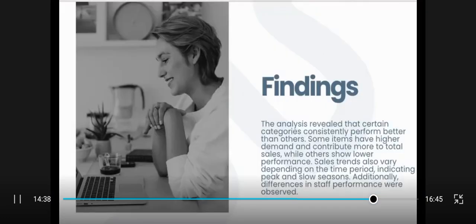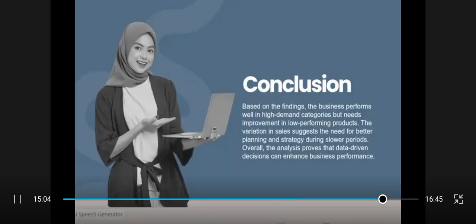Findings: the analysis revealed that certain categories consistently perform better than others. Some items have higher demand and contribute more to total sales, while others show lower performance. Sales trends also vary depending on the time period, indicating peak and slow seasons. Additionally, differences in staff performance were observed.